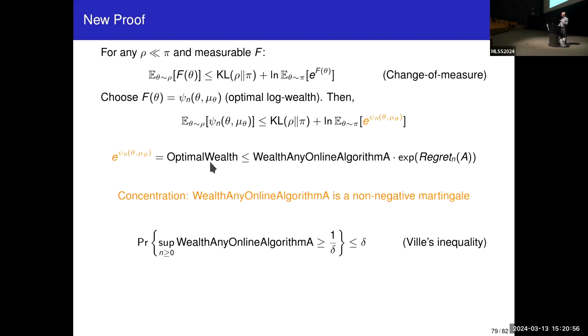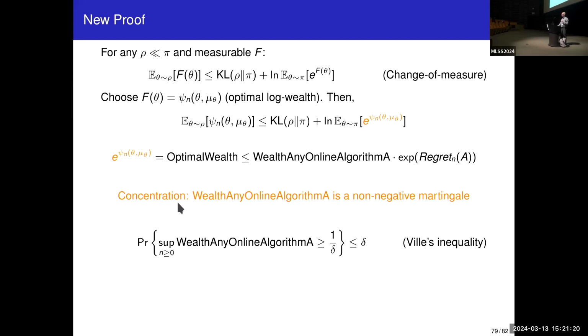How much is optimal wealth? Optimal wealth is the wealth of any online algorithm, A, multiplied by the exp of the regret of the algorithm A, where there is an exp because all the regret is on log wealth, and here I care about wealth. Okay.